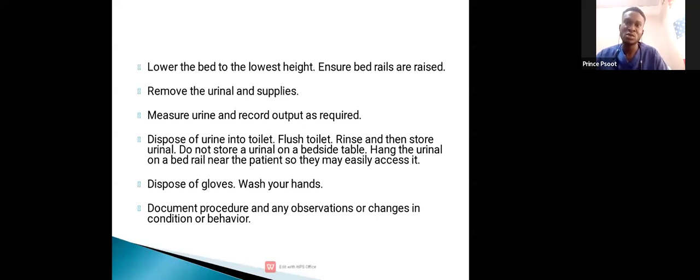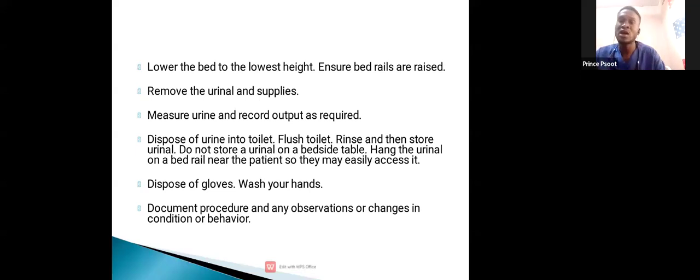After that, you can lower the bed to the lowest height and ensure that the bed rails are raised. Remove the urinal from the supplies. You measure the urine and record the output as required, including color and everything. Then you dispose of the urine into the toilet, then flush the toilet. Rinse and then store the urinal.